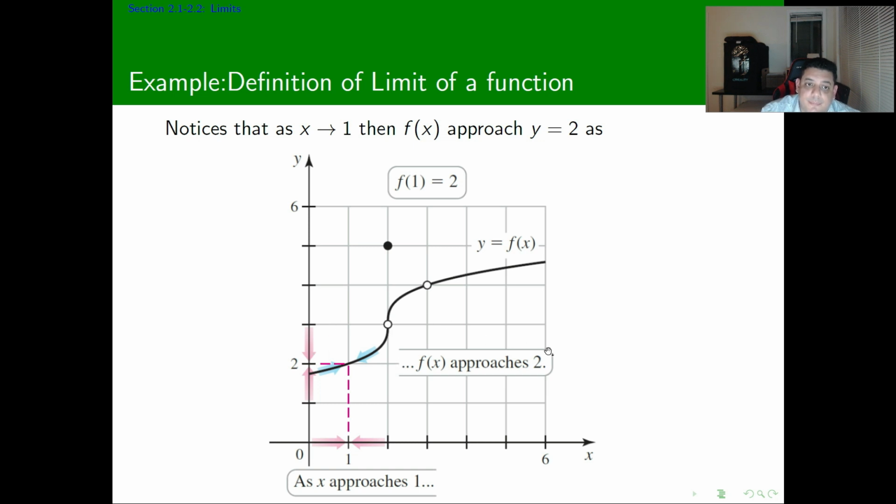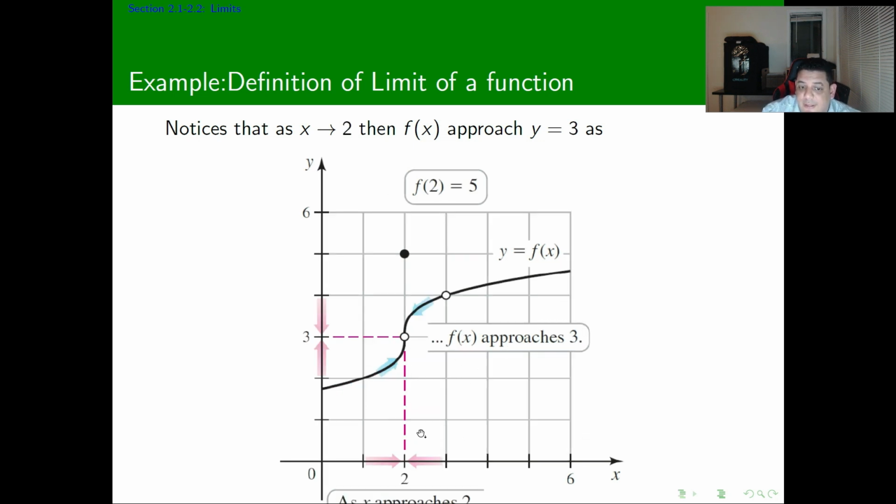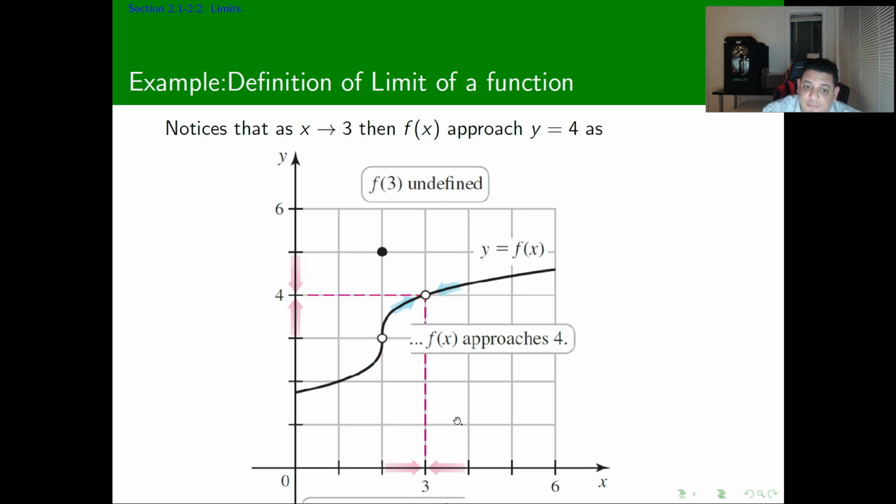Notice that if we step in 2, as I mentioned before, we're just getting closer and closer to 3, even though the value of the function is different and is 5. And similarly, if I approach 3, then the values of the function are going to approach 4, because that's the height that we have. And so a limit is something very different from just the definition of the function. As you can see, the function value might exist or might be different from what the limit is.